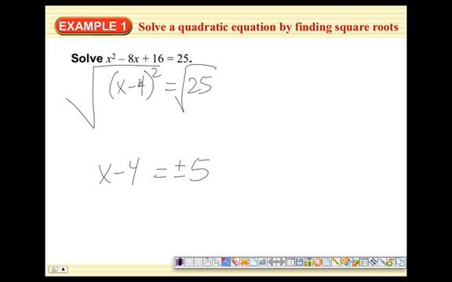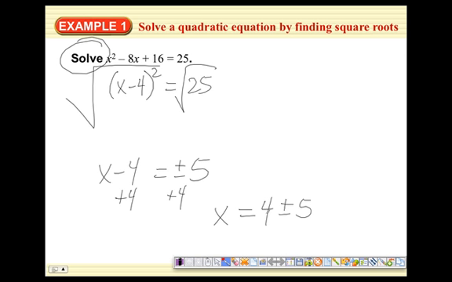We're square rooting, so it's plus or minus. You get x by itself right now. We're always trying to get x by itself when we solve. So, yeah, always two answers for a square. So, plus 4, we get x equals 4 plus or minus 5.